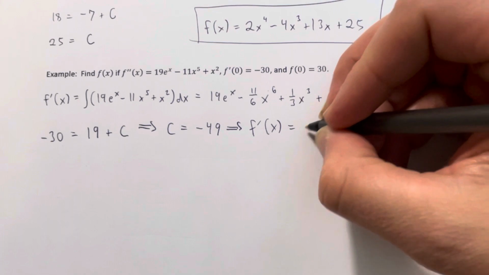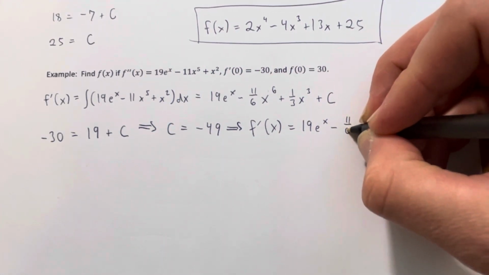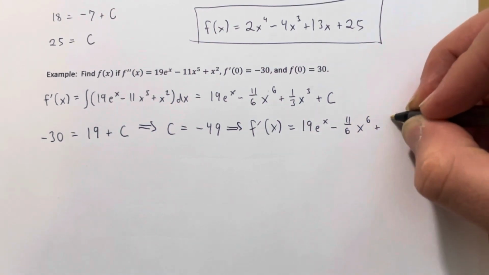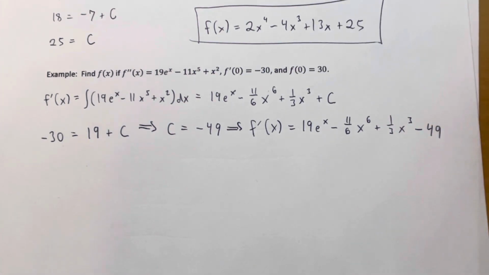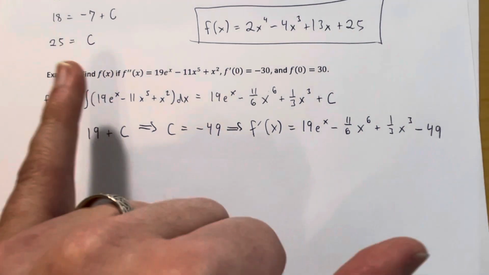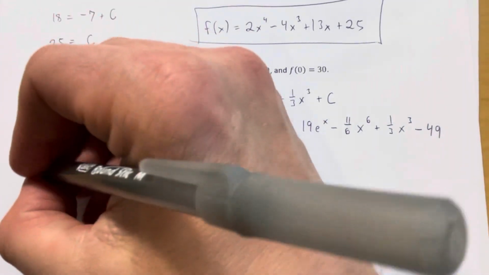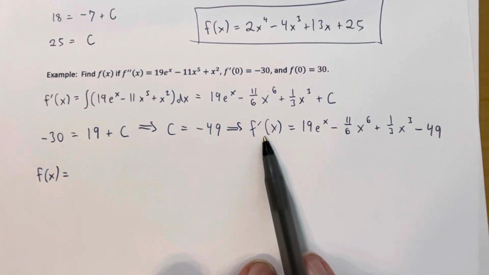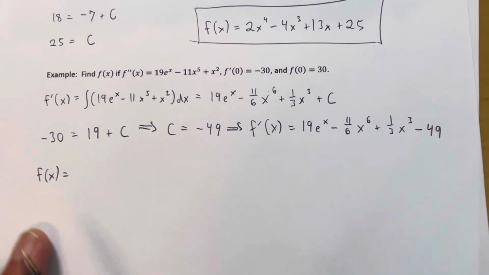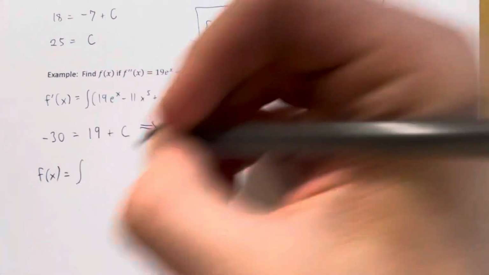So now I know that f prime is equal to 19e to the x minus 11 sixths x to the sixth plus 1/3 x cubed minus 49. That's not the answer because we're not asked for f prime, we're asked for f. But this is one step towards getting there. If I want to find f of x, the antiderivative of f prime is f of x. So I would take an indefinite integral of this now, which would look like this.